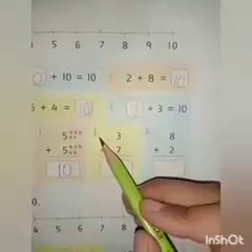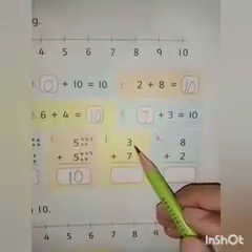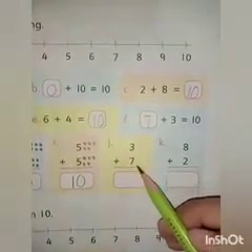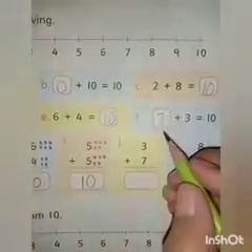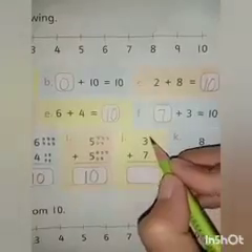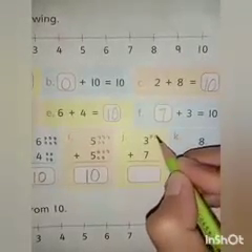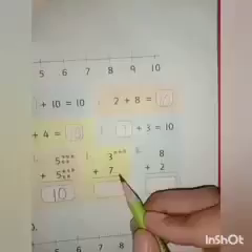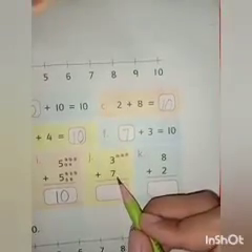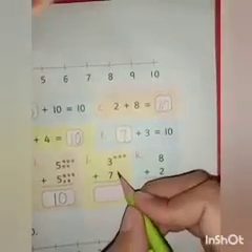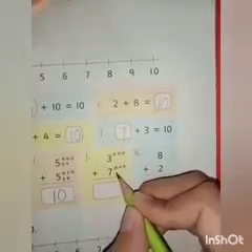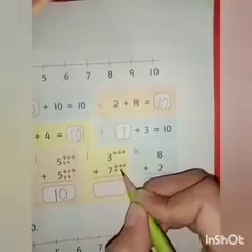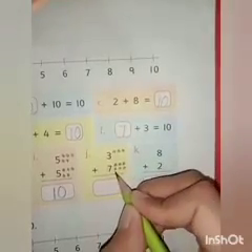Next one. Point J. Here we have two numbers, 3 and 7. We are going to add these two numbers using dots. Our first number is 3, so we are going to draw 3 dots here. 1, 2, 3. Our second number is 7, so we are going to draw 7 dots here. 1, 2, 3, 4, 5, 6 and 7.